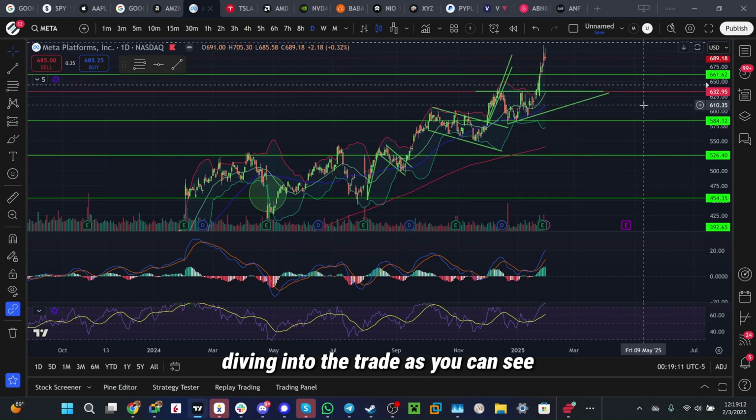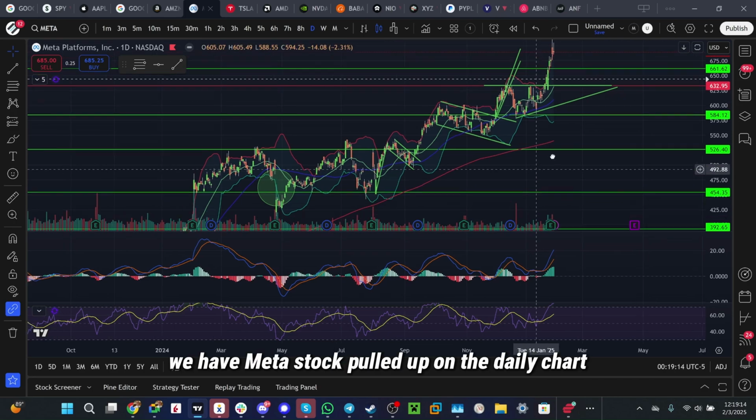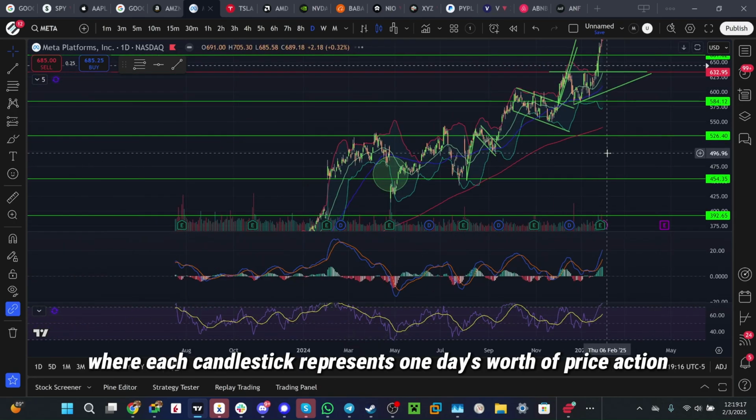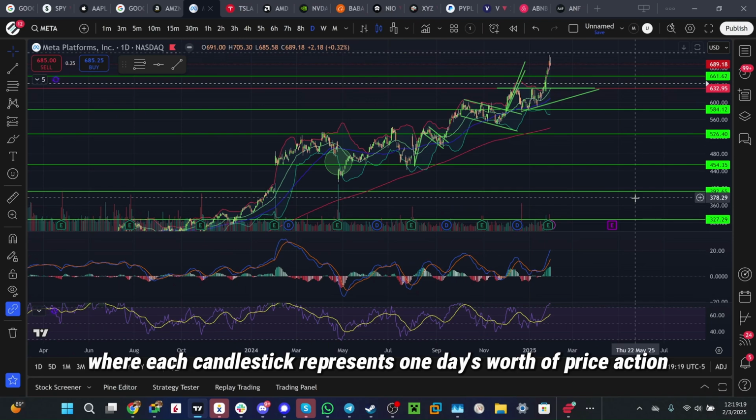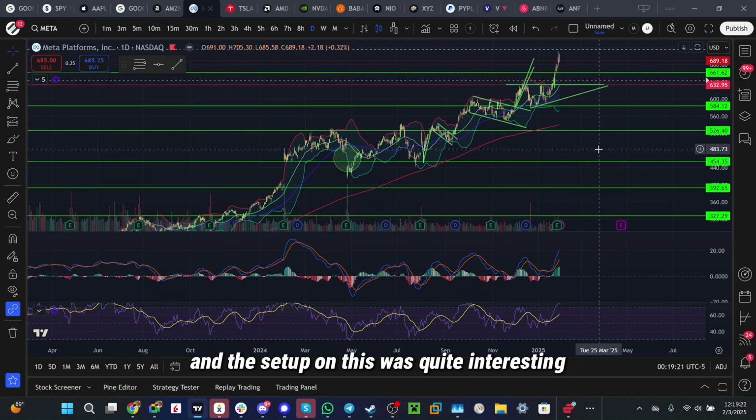Check that out. All right, diving into the trade. As you can see, we have Meta stock pulled up on the daily chart where each candlestick represents 1 day's worth of price action. And the setup on this was quite interesting.